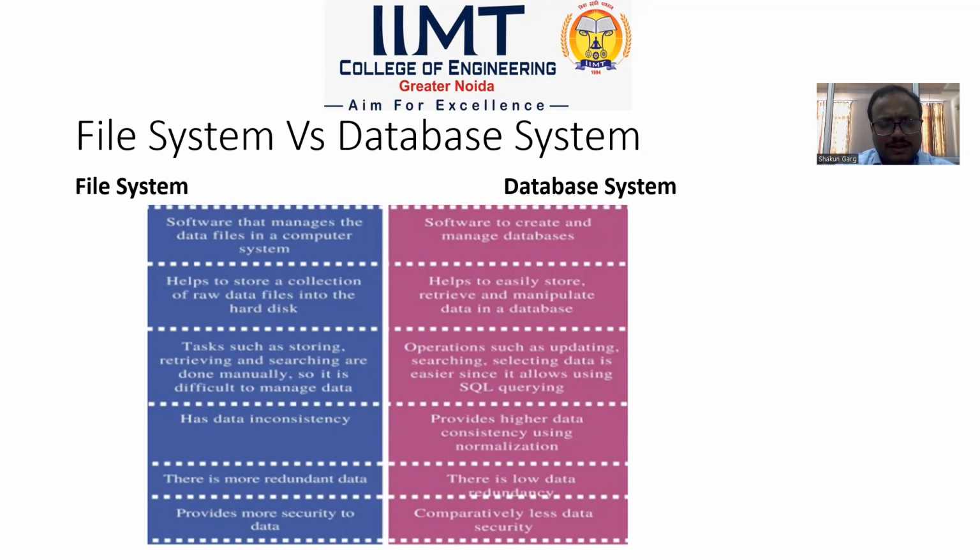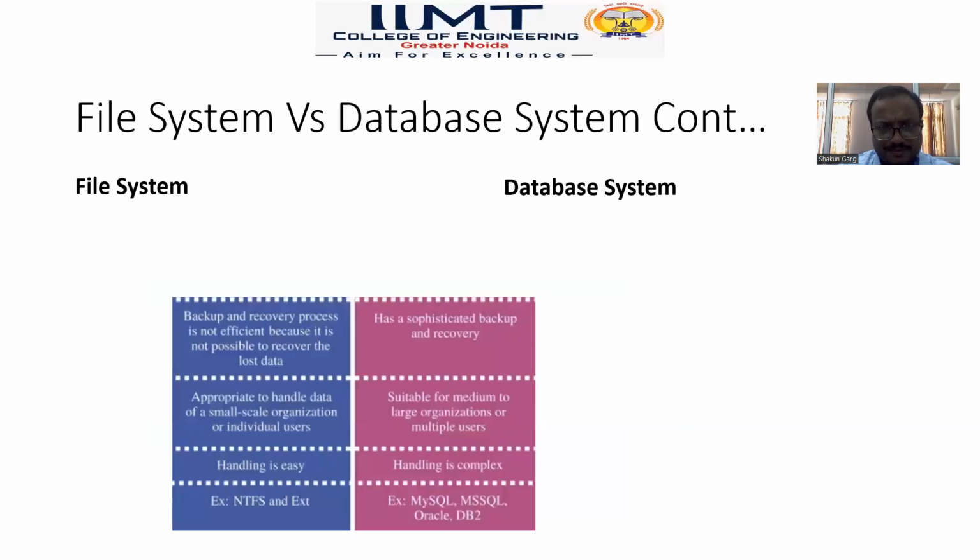So here the point in file system is data inconsistency, while in database management system there is no inconsistency because there we will use normalization. Same is with data redundancy. There is more data redundancy in file system, while in database system there is less redundancy. Redundant means same data is stored at different places in the database. That is data redundancy. It is a drawback of file system.